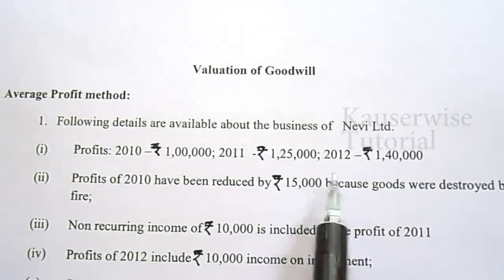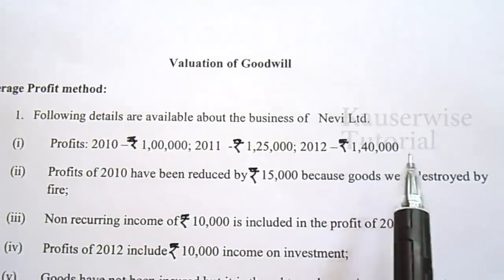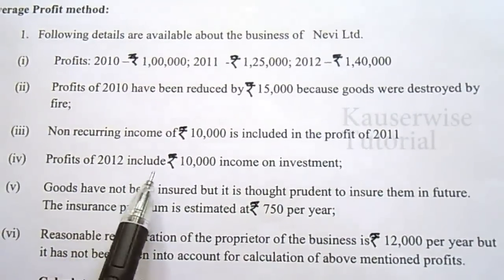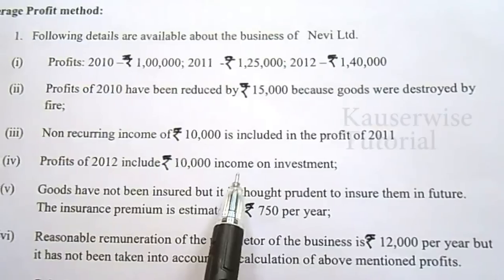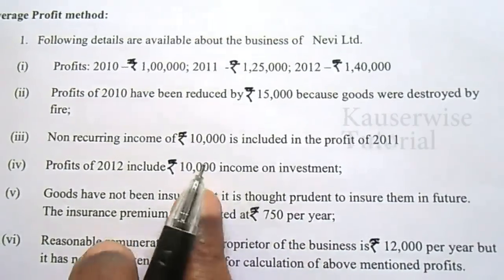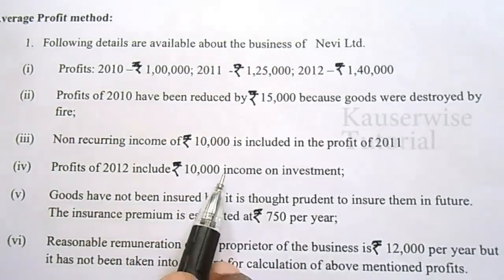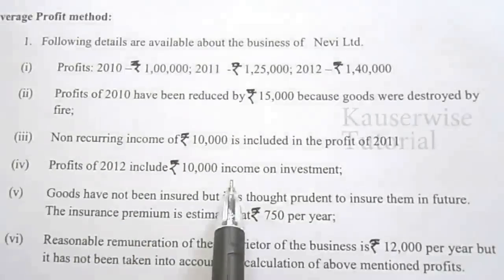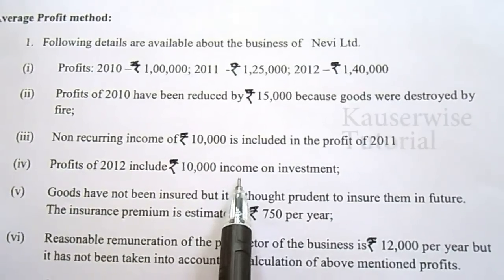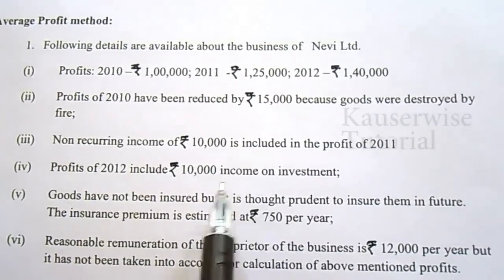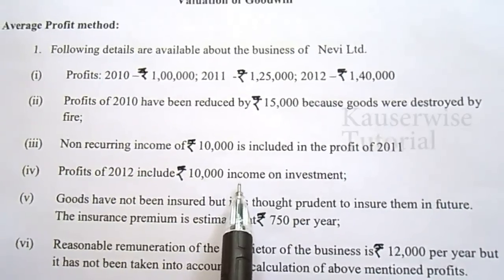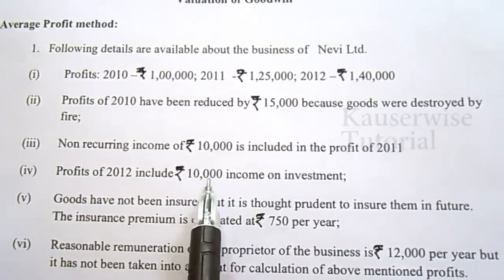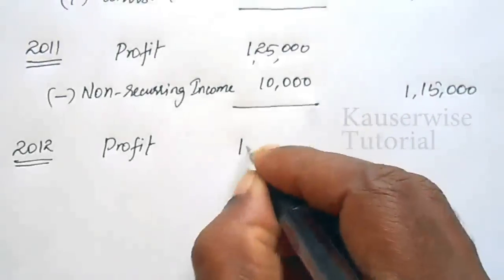In the 2012 profit 1,40,000. Adjustment regarding 2012 is here. Profit of 2012 included 10,000 income on investment. So this is also non-recurring income, that is a non-operating income. This income is from outside. This is not from the business. So it is called a non-operating income. This will be subtracted from the profit.